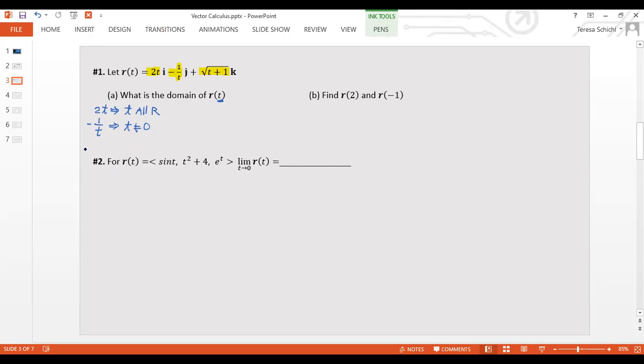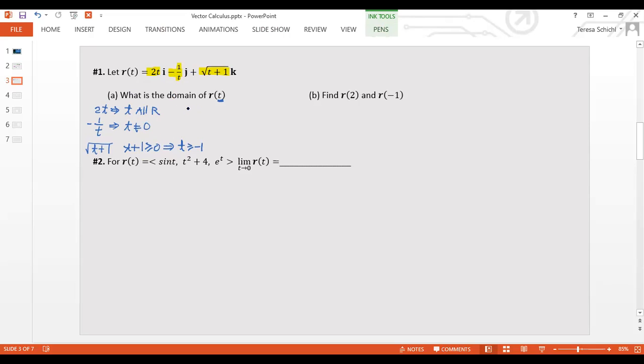The last one is the square root of t plus 1. For the square root, the inside has to be greater than or equal to 0, so t plus 1 is greater than or equal to 0, so t is greater than or equal to negative 1. When you define the domain of t, it has to satisfy all three conditions, because it has to satisfy all the component functions.